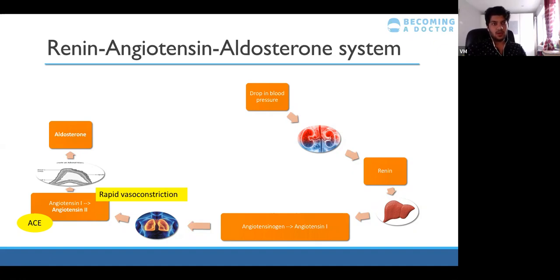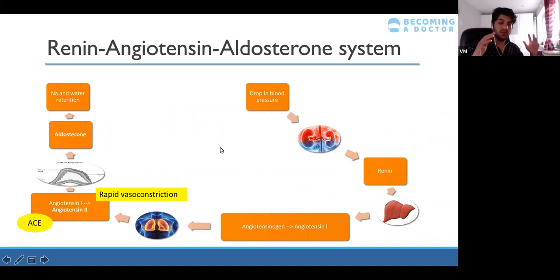And as we know, aldosterone causes retention of sodium, and where sodium goes, water goes. So with the retention of water, our blood pressure rises again, and we're able to mitigate any form of drop in blood pressure. So it's a bit of a complex system, but one you have to know about in first and second year, and has a lot of clinical importance when it comes to drugs for hypertension and heart failure.